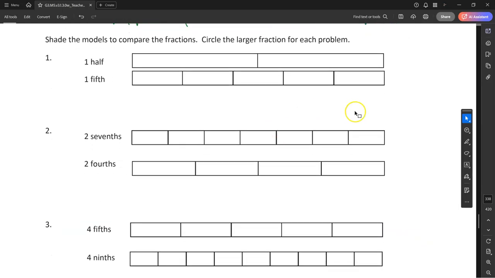Here we go. Shade the models to compare the fractions. Circle the larger fraction for each problem. So first one we have half. So we're going to shade half of it. There's two pieces, so it's half. So that means each piece is half. You should probably label first. The other ones are 1/5, so I'll label 1/5.